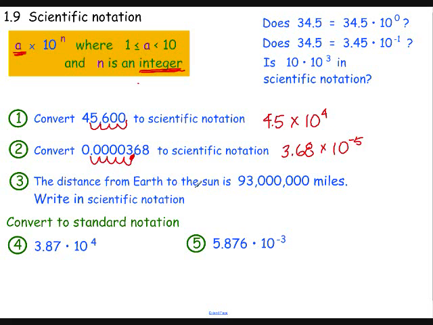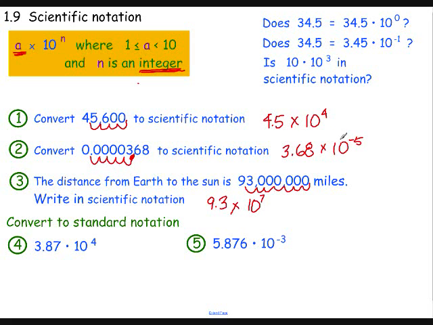The distance from Earth to the Sun is 93 million miles. We want to write this in scientific notation, so we're going to be moving our decimal point 1, 2, 3, 4, 5, 6, 7 places. In scientific notation, we'd write that as 9.3. How many did I say? 1, 2, 3, 4, 5, 6, 7 times 10 to the 7th.